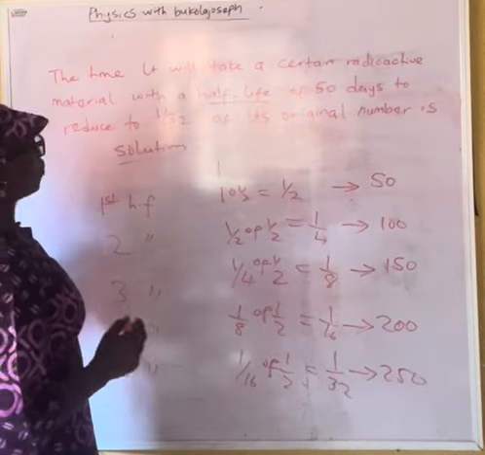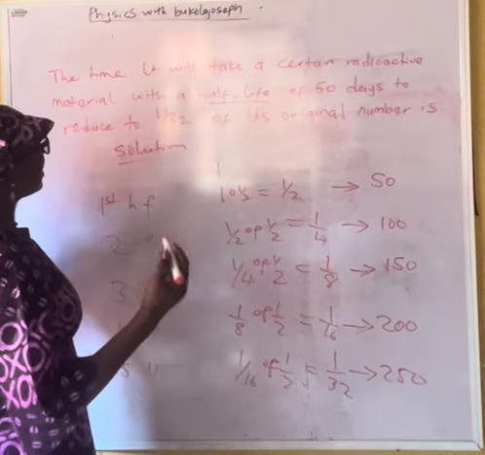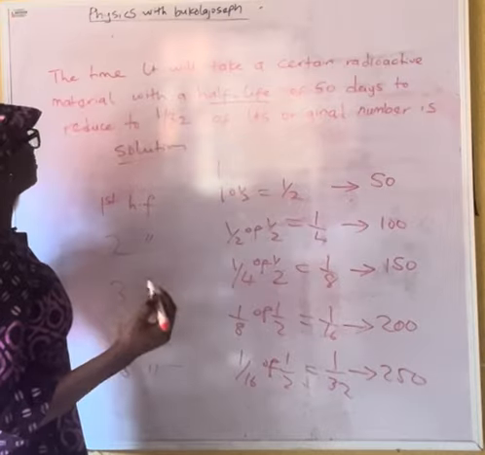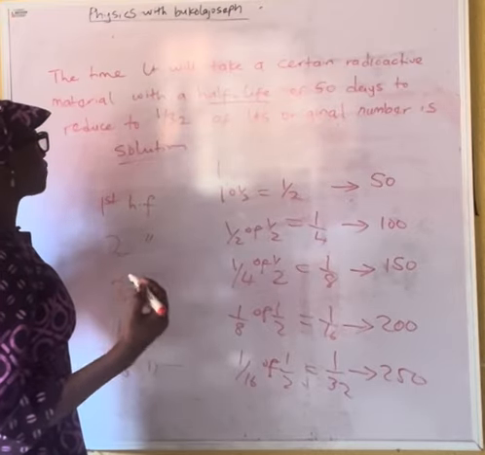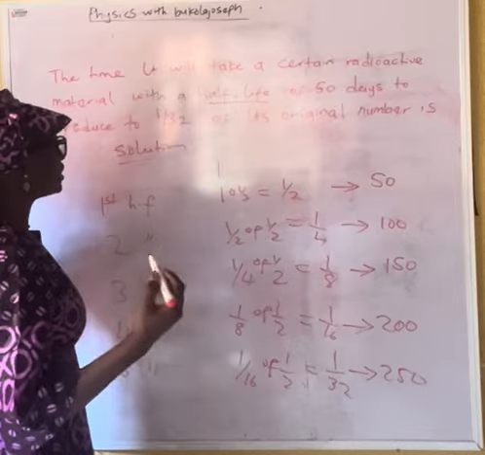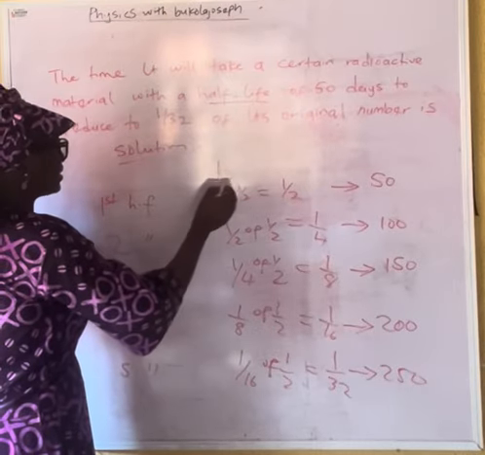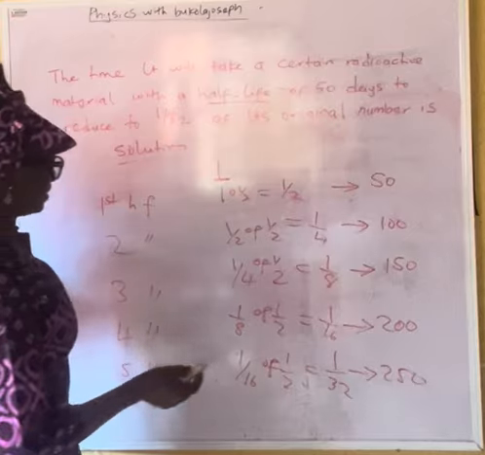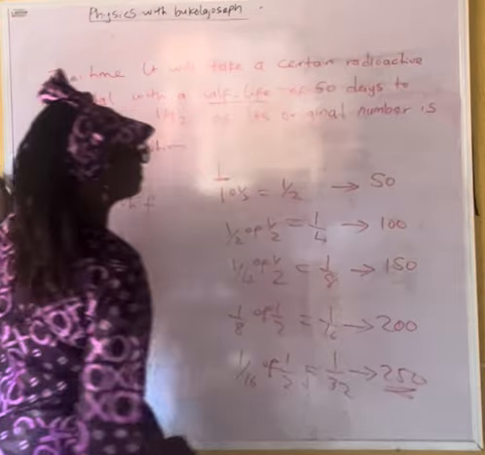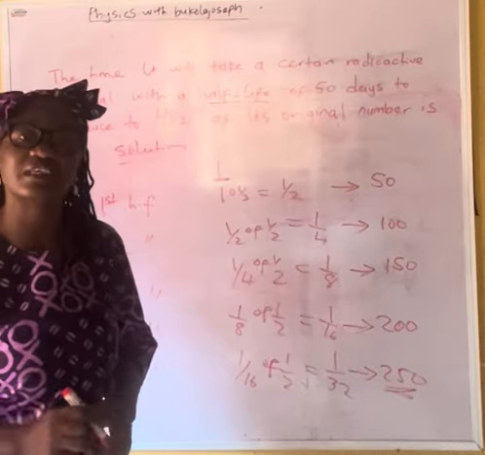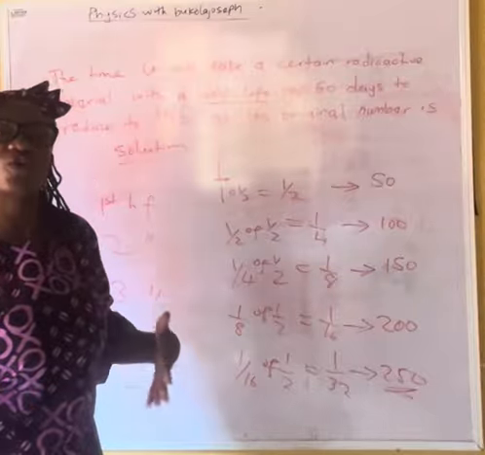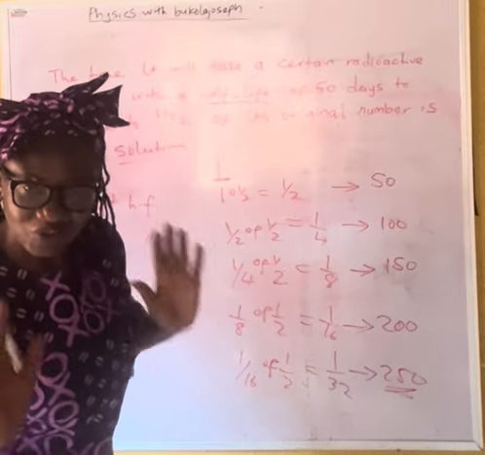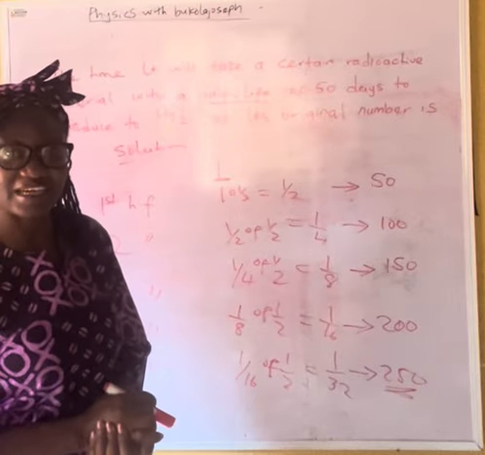All right. So let's go back to the question. The time it will take a certain radioactive material with a half-life of 50 days to reduce to 1 over 32 of its original. This is the original. Okay. So what time will it take? The time is here. It took it how many days? 250 days. So you don't need to convert it to seconds. You don't need to convert it to hours. 250 days is the answer.